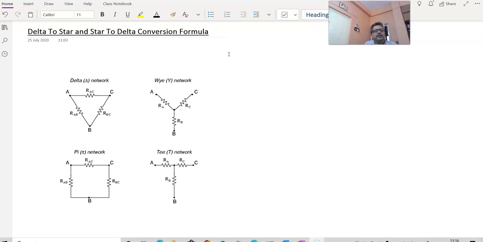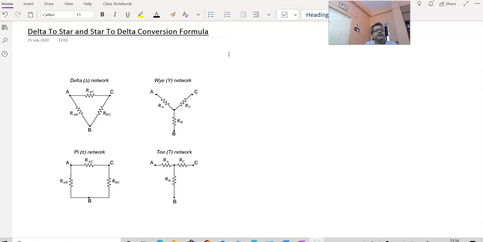In this tutorial I am going to explain how a circuit looking like a delta symbol can be converted to star, and similarly star to delta. This kind of problem normally arises in current electricity, but the same principle can be used for solving alternating current circuits as well as capacitance circuits.